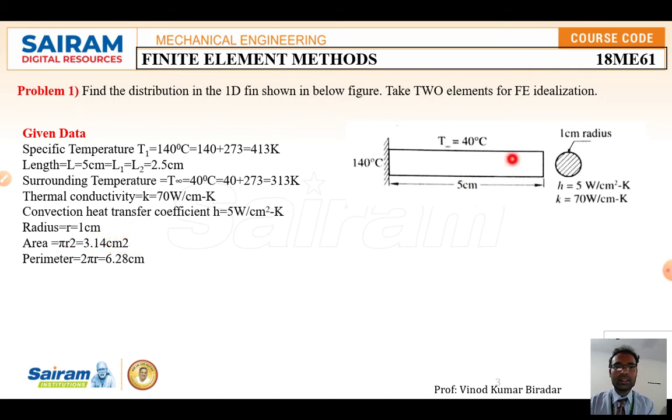The perimeter is 2 pi r. Substitute all the values, and you are going to get 6.28 centimeter. So note down the given data from the question, list the given data. They are telling us it is a 2D element, so again step by step you are going to solve now.